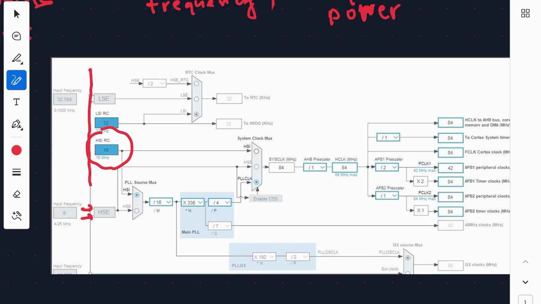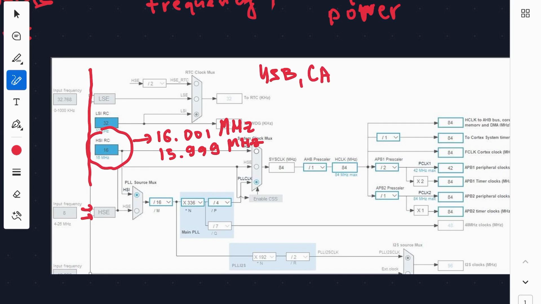But why do we need that if we have internal? The problem with internal is that its precision is not great. If it says 16 megahertz, usually the real frequency could be 16.001 megahertz, or it could be slightly less, like 15.999 megahertz. But if you have applications that require high timing precision, like USB or CAN, you need an external clock that can provide really high precision.